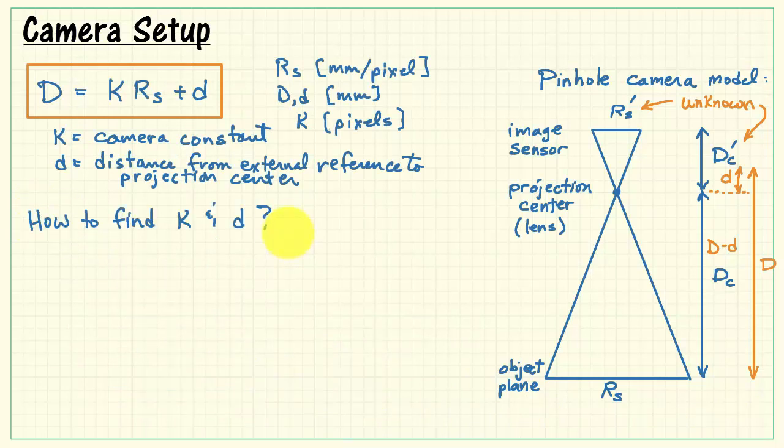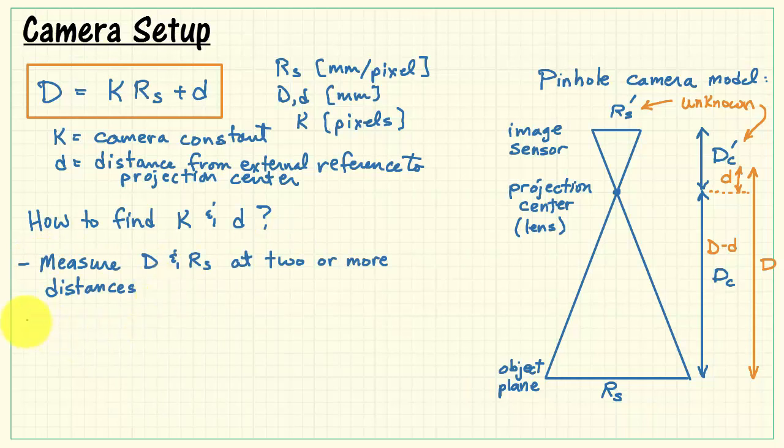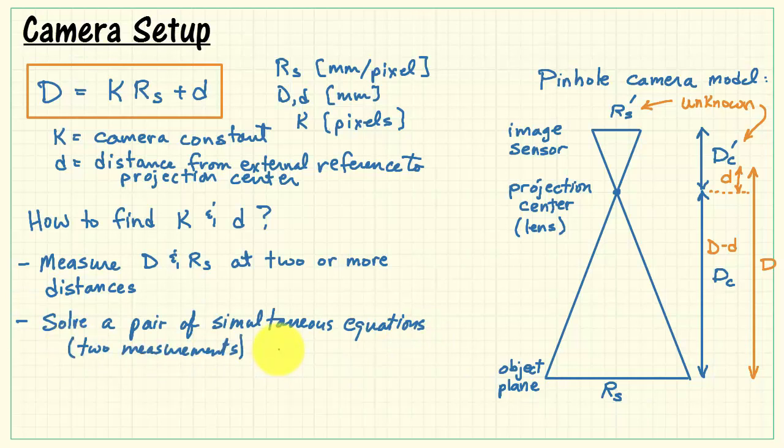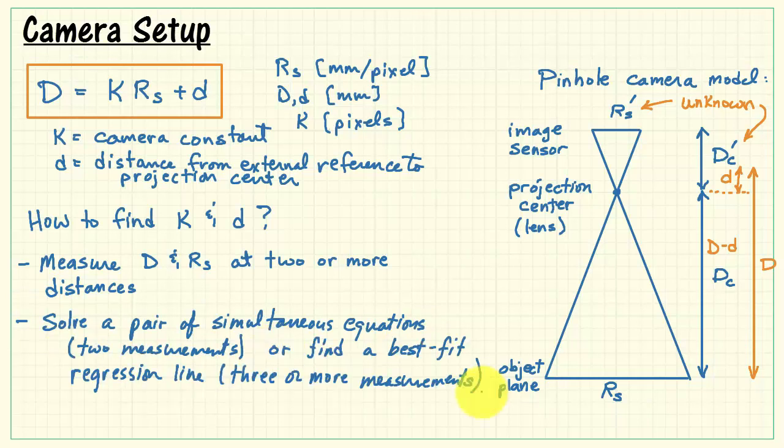Now, as I say, the camera constant is unknown. Also, this little d distance that's internal to the camera is also unknown. How do we find these values? Well, we can measure the camera distance and the spatial resolution at 2 or more distances. We either solve a pair of simultaneous equations or find a best fit regression line.